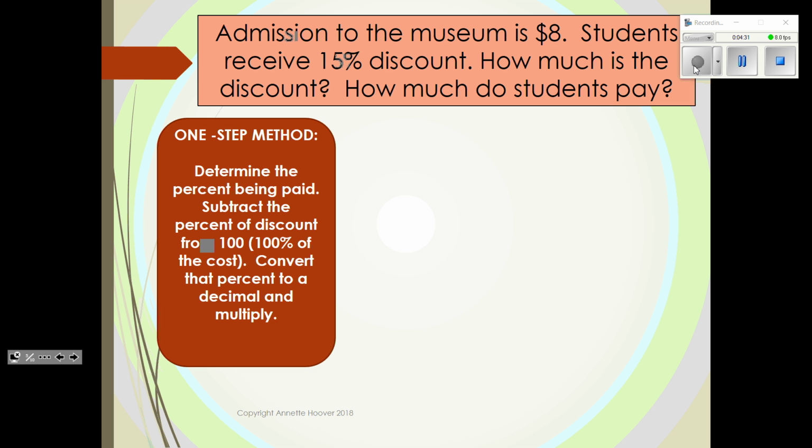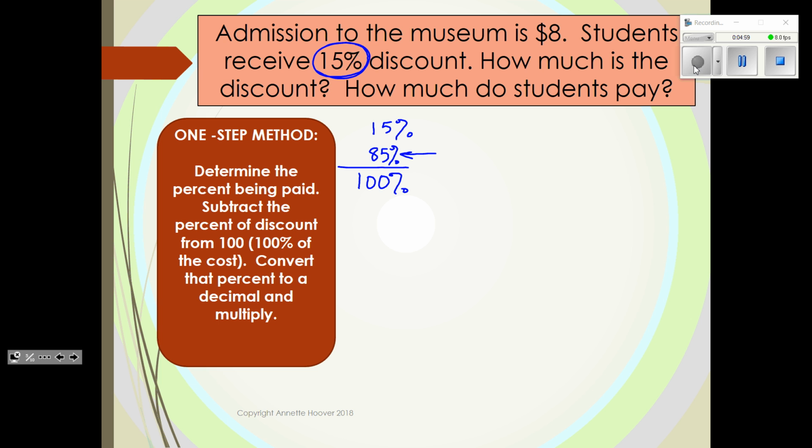I call it a one-step method, but there is one step you have to do before you get to the one-step method, so I guess that makes it a two-step method. But if you have to think about this, if it is being discounted 15%, what percent am I paying? Now, you're paying 100% of whatever the admission fee is. So what number do I add to 15% to equal the 100%? Well, it's 85%.